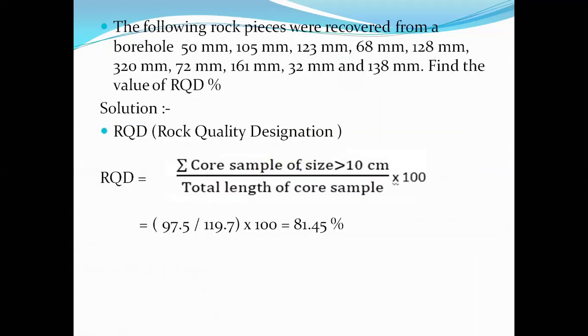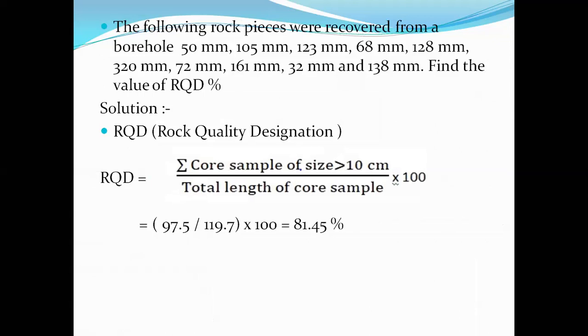Let's say this is another one. The following rock pieces were recovered. Rock samples were recovered from a borehole, 50 mm. These are in mm: 105 mm, 123 mm, 68 mm, 128 mm, 320 mm, 72 mm, 161, 32, 138 mm. Find the value of RQD.